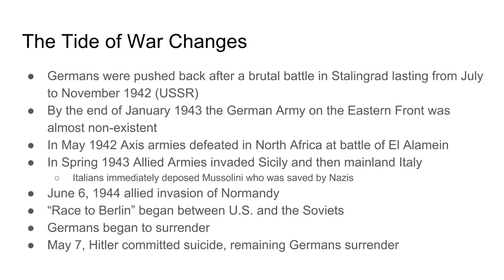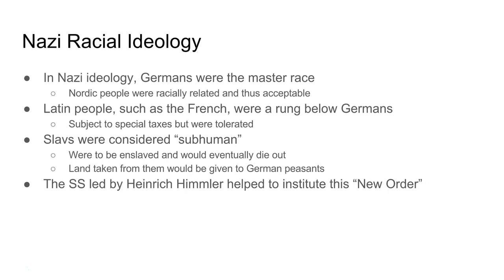A few months later, the United States drops an atomic bomb on Hiroshima and then Nagasaki, ending the war in the Pacific. So that's how the war plays out. Underlying all of this are the horrific actions of Nazi Germany. And this is because of the racial ideology that the Nazis have.